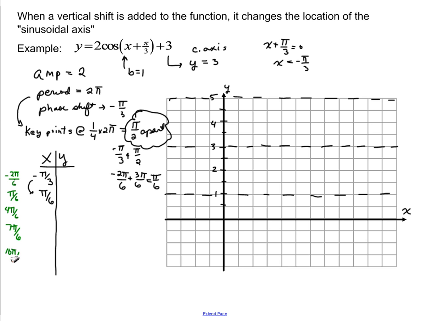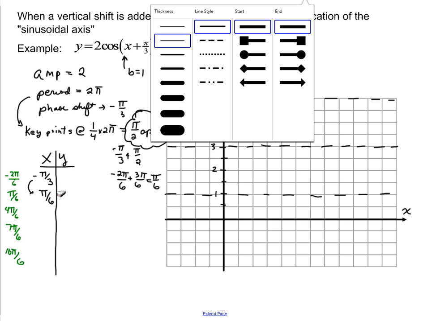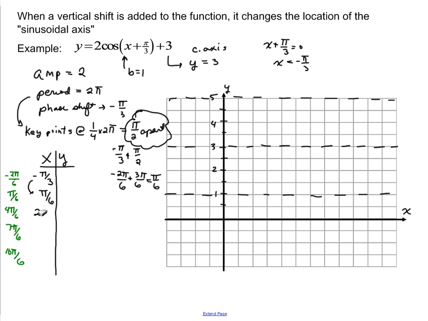Now, none of these are reduced, so I'm going to reduce them in order to use them. In the reduced form, 4 pi over 6 is 2 pi over 3. 7 pi over 6 is already reduced. 10 pi over 6 reduces to 5 pi over 3. So, if I'm looking for key points, this is where they're going to be. What's going to happen at each of these key points? Well, normally, because it's a cosine, we would say 1, 0, negative 1, 0, and 1.